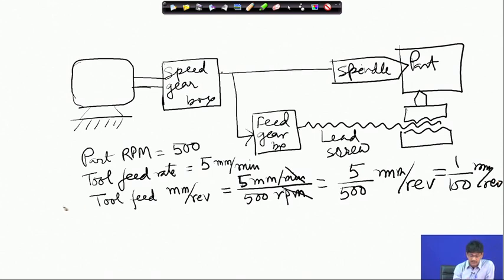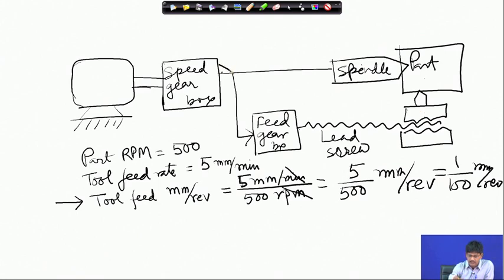I am claiming that this tool feed remains constant even if you change the speed gearbox setting. That means tool feed in millimeters per revolution will remain the same whether you change the speed gearbox setting or not. The speed gearbox will change the RPM of the part, no problem with that, but it will not affect feed. In the same way, the feed gearbox setting will not affect part RPM, but it will definitely change the tool feed in millimeters per revolution. This is how the lathe architecture has been contemplated. Okay, so let's see whether tool feed changes or not.